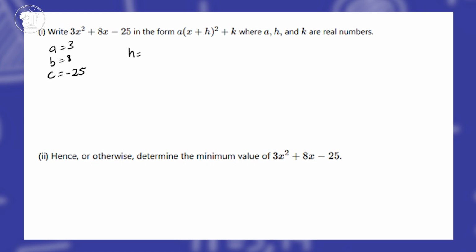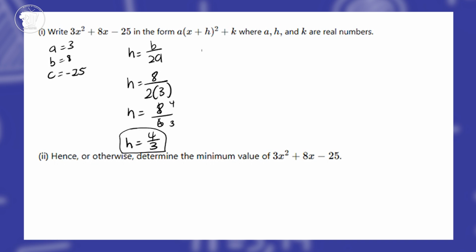So let's find our value for h. There's a formula that we can use to find h. That formula is b over 2a. So h would be equal to b, which we found to be 8, over 2 multiplied by a, which is 3. So h equals 8 divided by 2 times 3, which is 6. We can cancel this out: 8 divided by 2 is 4, 6 divided by 2 is 3. So h is equal to 4 over 3. This is our value for h.